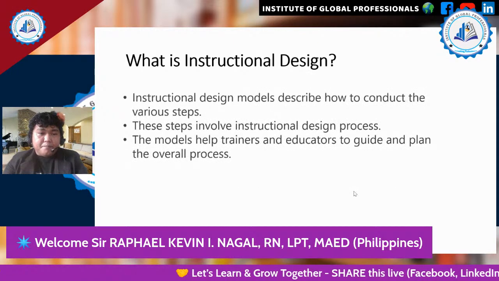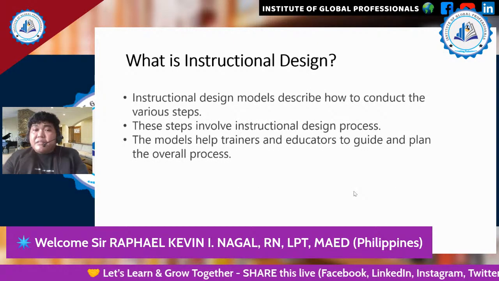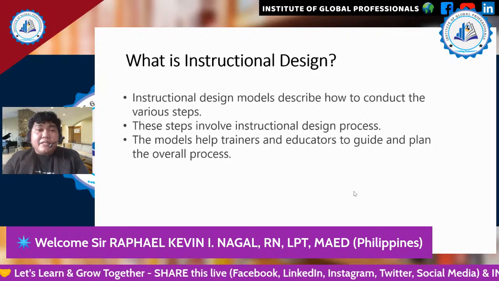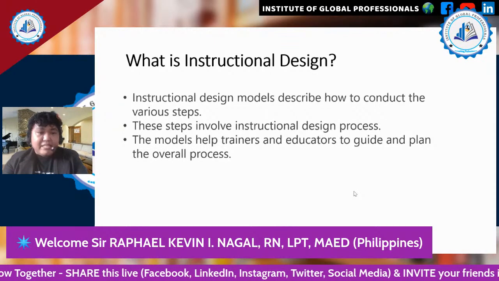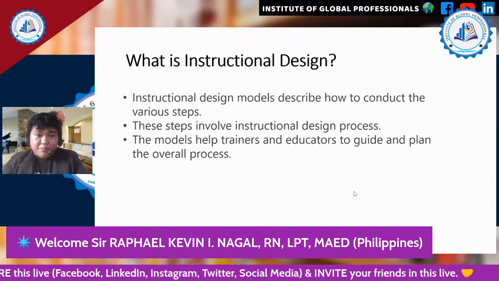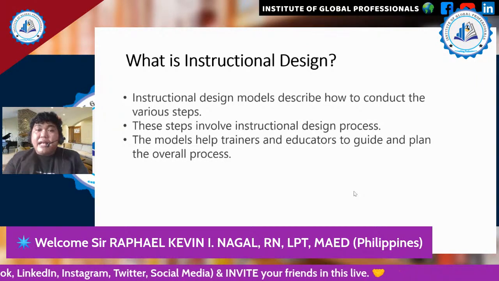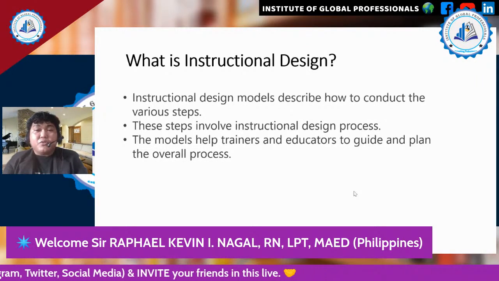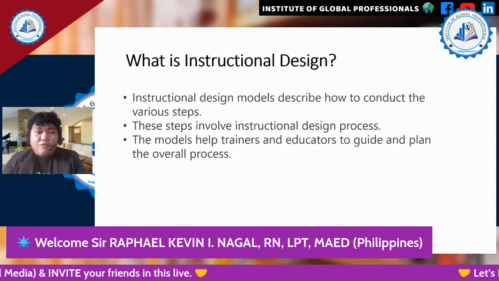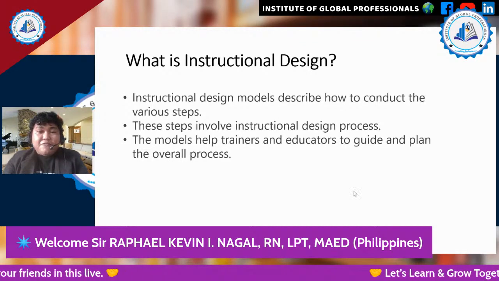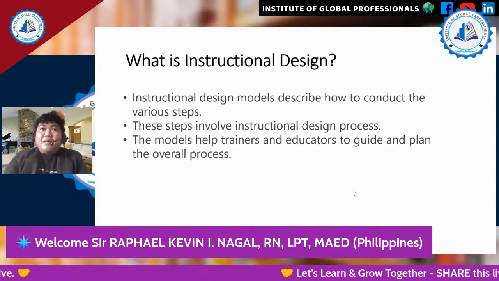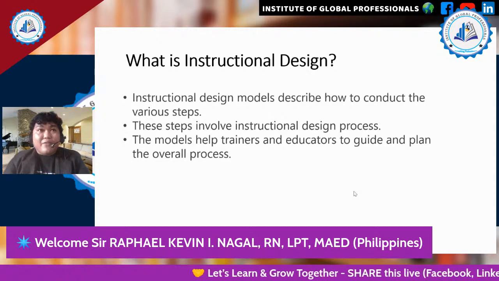Instructional design helps give meaningful and effective instructions to learners in a way that will make learning easier for them. Instructional design models describe how to conduct the different steps involved in the instructional design process, and the models help educators and trainers guide and plan the overall process. If you have noticed, the process is very rigid and vivid.